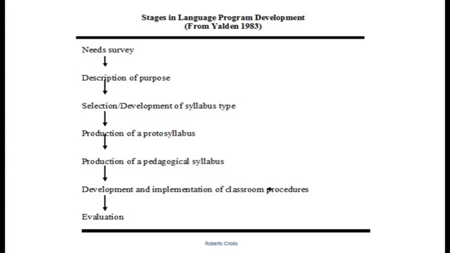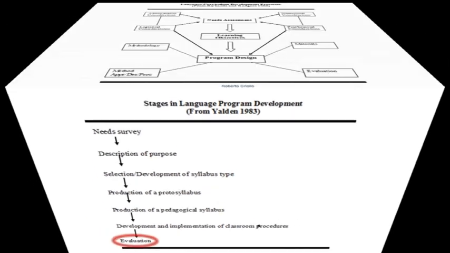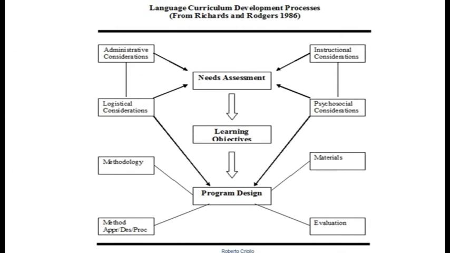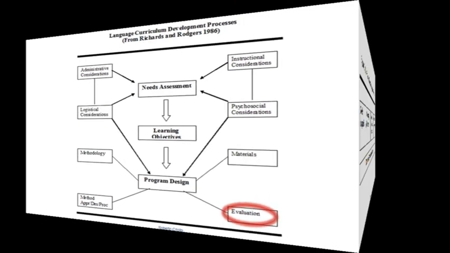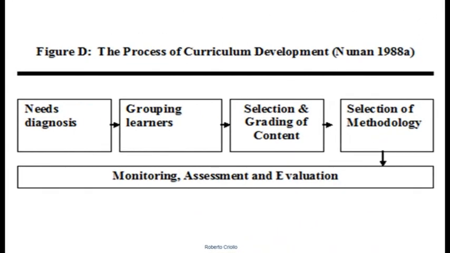This is from 1983, Yalden. We can see that there is evaluation. The second model, Richards and Rodgers, 1986, we can see that also evaluation is a very important part of curriculum development. We go to Nunan, 1988, we will see there is also evaluation as part of a language program.